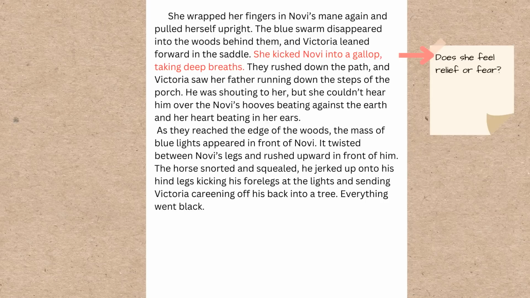They rushed down the path, and Victoria saw her father running down the steps of the porch. He was shouting to her, but she couldn't hear him over Novi's hooves beating against the earth and her heart beating in her ears.